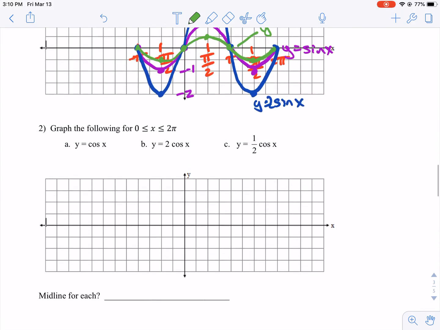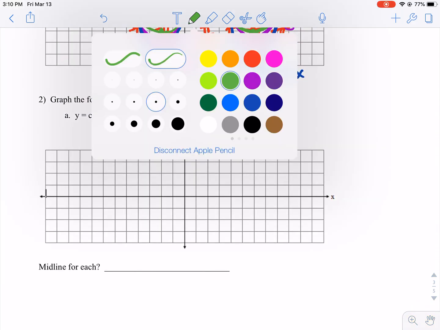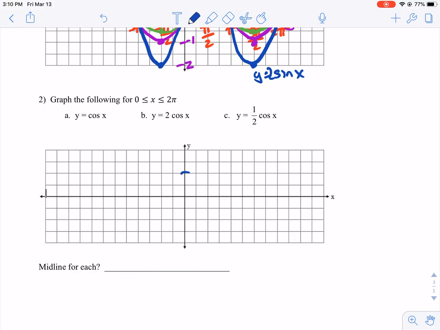All right, we're going to do the same thing for the cosine graphs. So let me put my labels back. There's 1. And we're going to count by pi halves. And pi. 3 pi halves. And 2 pi. And this time it says graph from 0 to 2 pi only. So we only have to graph the positive side. Alright, so my first graph is y equals cosine x.